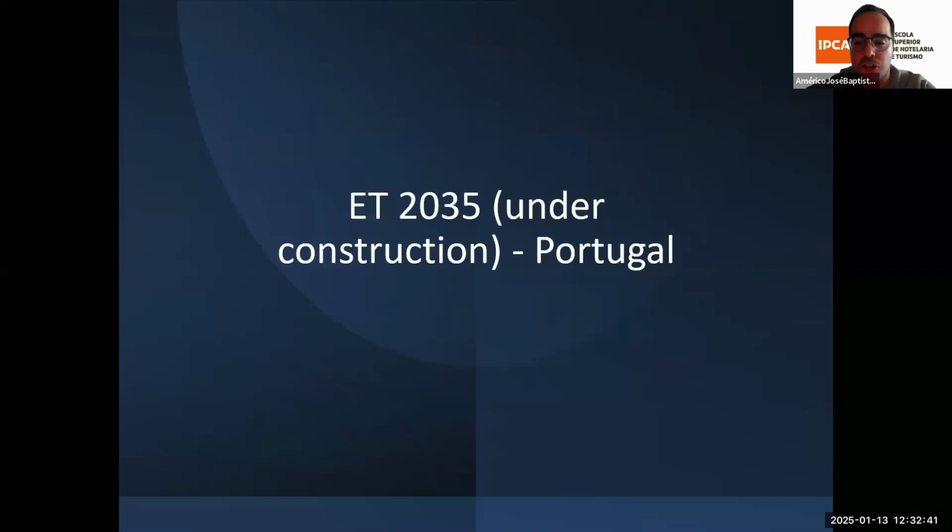Now, I present the future strategy of tourism in Portugal, the ET 2035. It's under construction. This new strategy aims to establish guidelines for sustainable development, incorporating emerging trends, global challenges, and fostering greater adaptation to the needs for innovation, digitalization, like AI, and environmental, social, and economic sustainability. The construction of this strategy has been marked by a collaborative approach involving public and private entities, associations, and local communities.